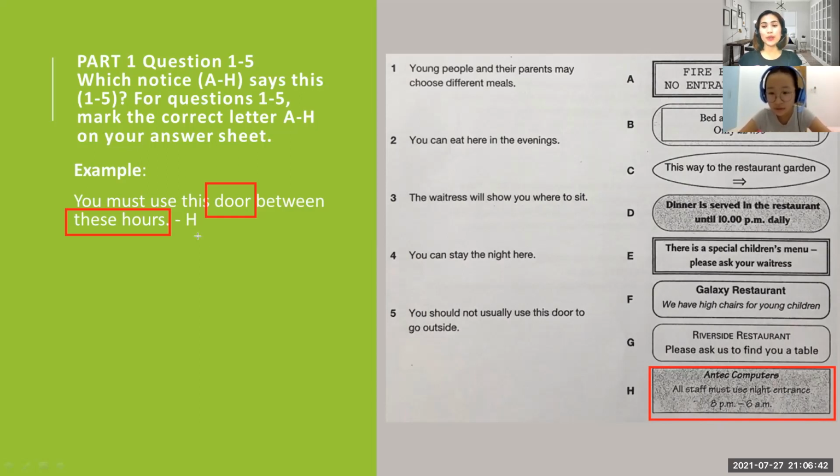Listen to the question again. What time? Because look at the example. You must use this door between these hours. So tell me the time frame that falls in these hours. What time? We must use this door at what time? At 8 p.m. to 6 a.m. Yes, that is what these is referring to.